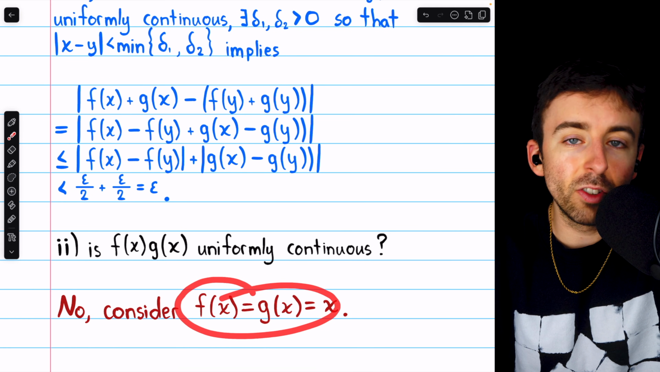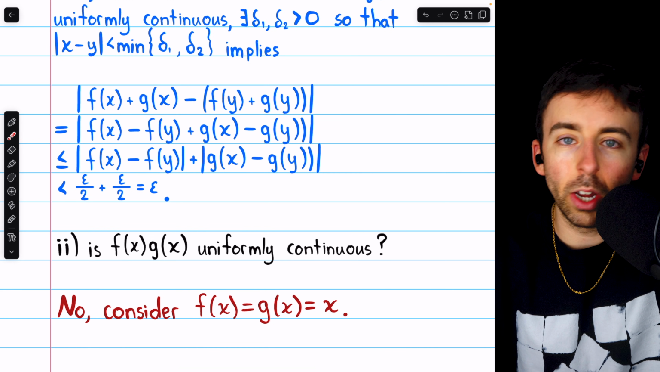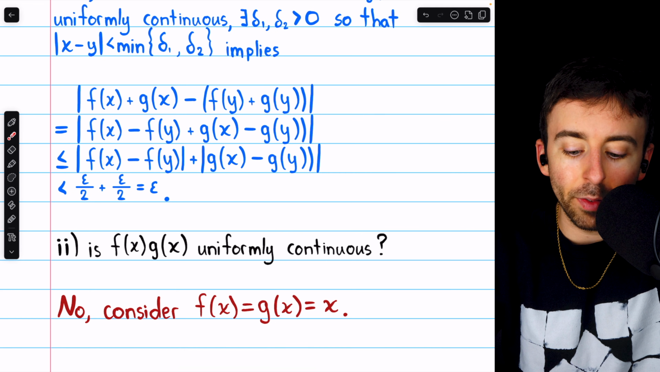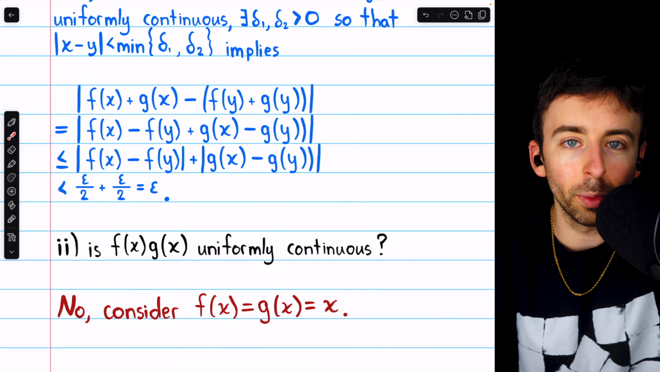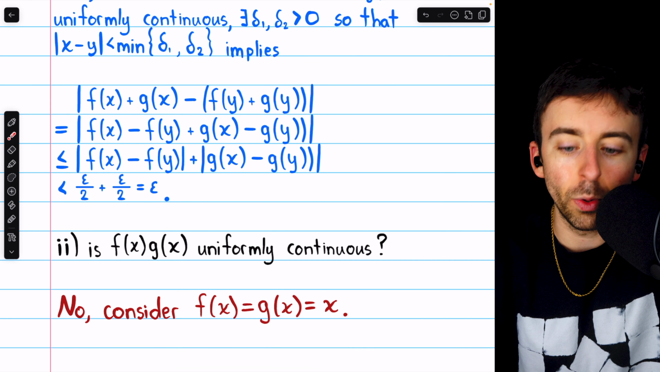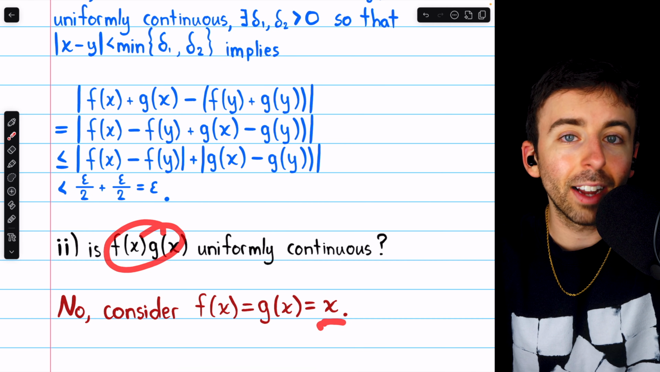If f of x and g of x are both equal to x, well, we know that's just a line, x, that's uniformly continuous, but certainly f of x times g of x, that is not uniformly continuous. That's one of our most basic counterexamples to uniform continuity. This product would be x squared.